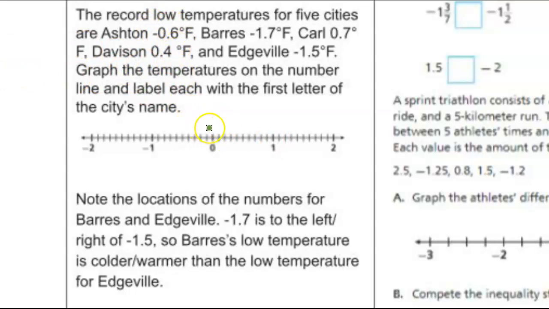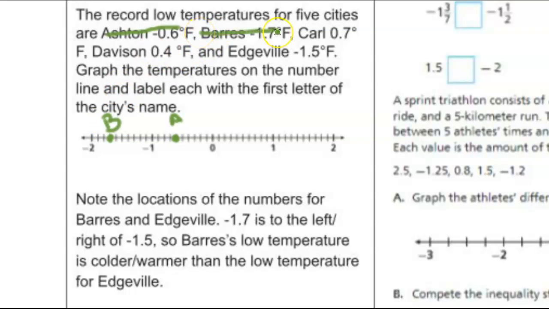Ashton is negative 0.6. So we're going to the left-hand side and we're going to count to 6. 1, 2, 3, 4, 5, 6. I'm putting my dot on and I'm going to mark it with an A. So Ashton's done. Bars is negative 1.7, so I have 1, and then we're going to count to 7. 1, 2, 3, 4, 5, 6, 7 right here. And we're going to mark that with a B.